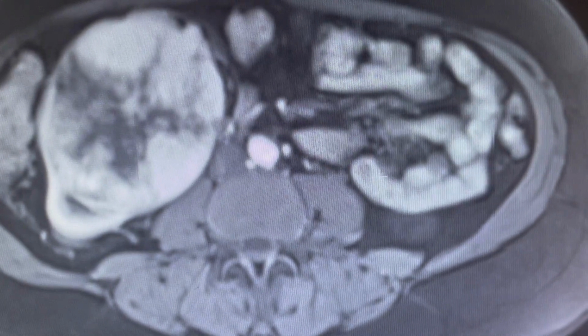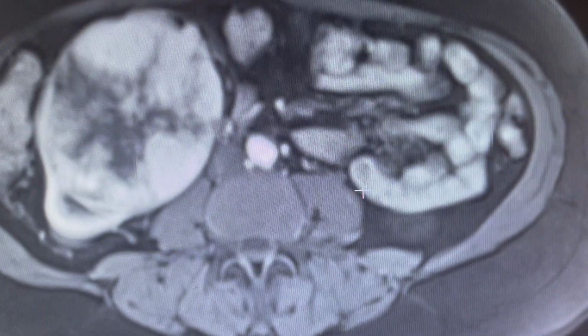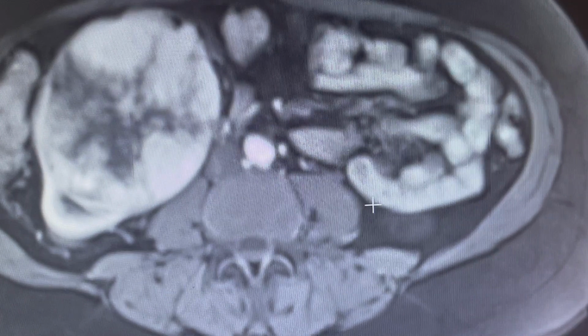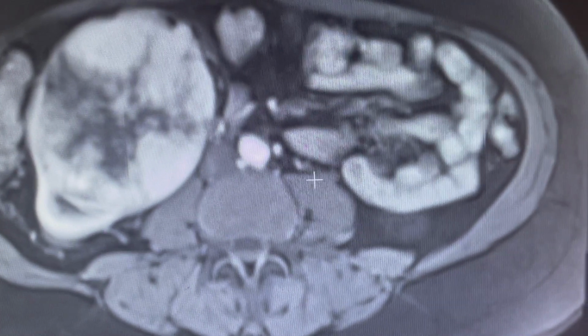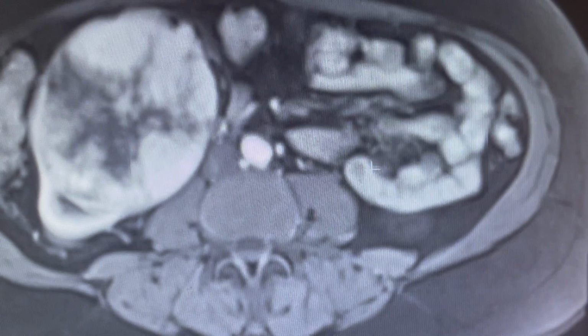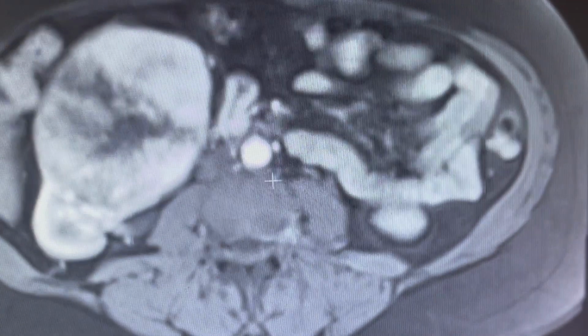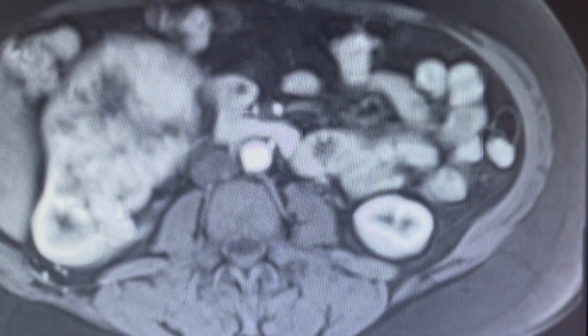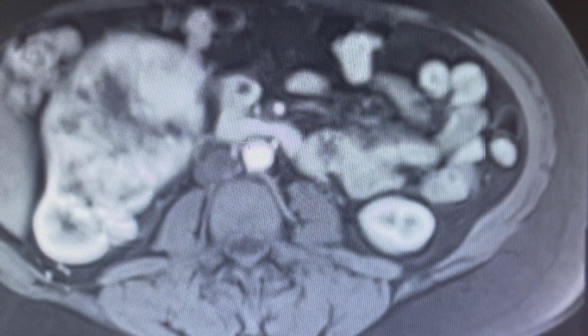So we see early on increased enhancement of the wall of the jejunum. Bowel should enhance about the same as muscle. This is the psoas muscle, this is the jejunum, this is the wall, which shows increased enhancement. This is now the proximal duodenum.